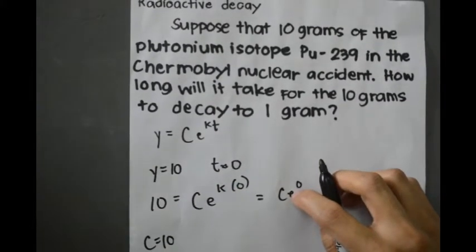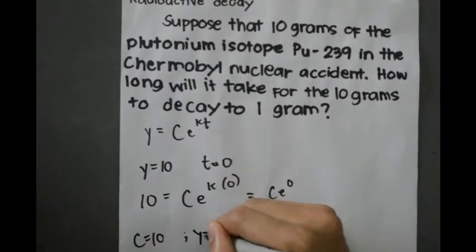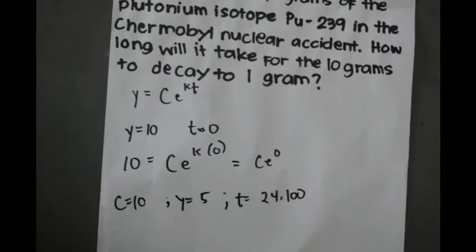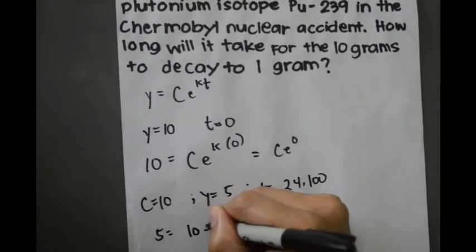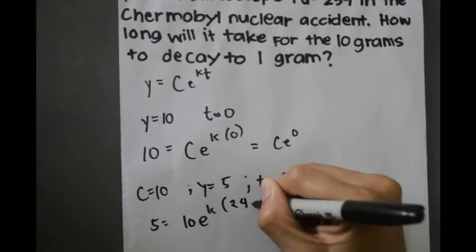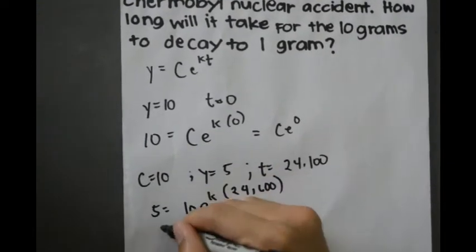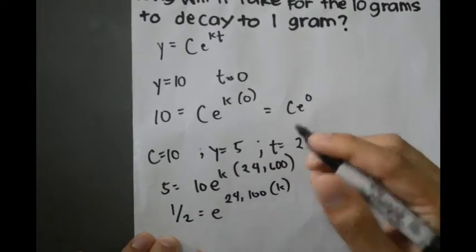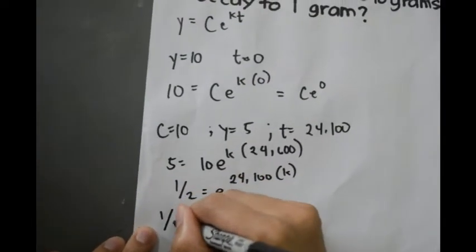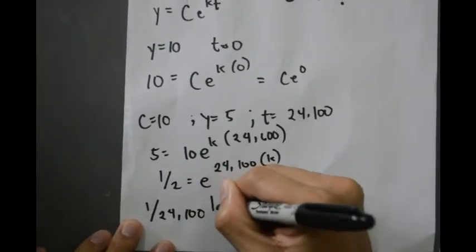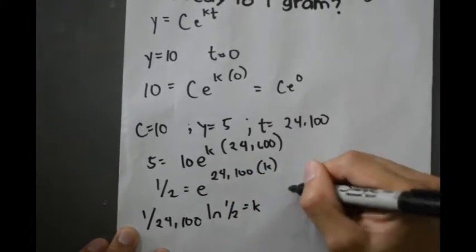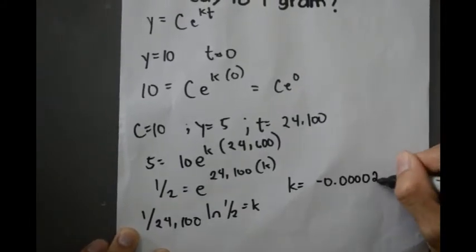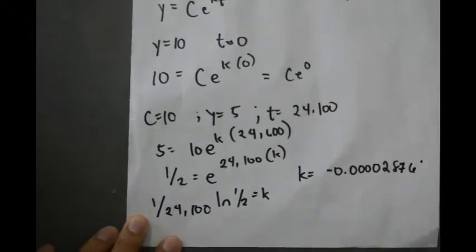Next, using the fact that y equals 5 when t equals 24,100, you can write 5 equals 10 e raised to k times 24,100. So 1/2 equals e raised to 24,100 times k, giving ln of 1/2 over 24,100 equals k. So k is equivalent to negative 0.00002871.